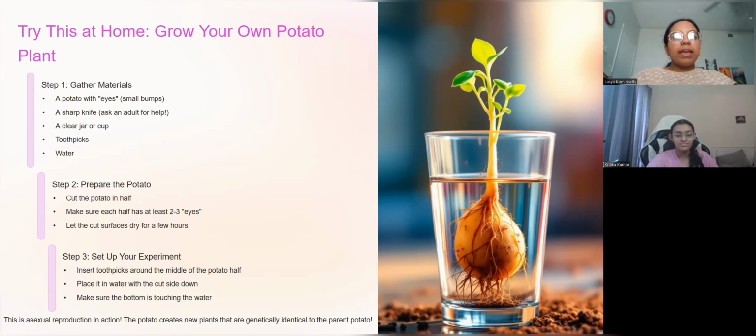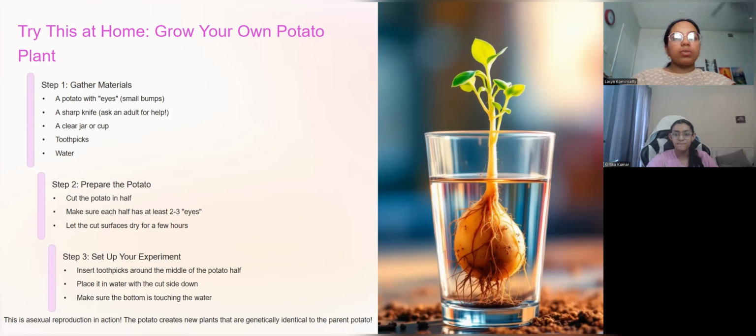This is asexual reproduction in action. The potato itself creates new plants that are genetically identical to the parent potato. So the potato you took in this case comes from a plant itself, right? That's the parent potato or the parent plant of that potato. And when you take the potato, cut it in half, use the methods we showed and explained to you, and put them into water, and you see a shoot or a plant like that in the photo shown here, that's when you know that this is a replica, or a clone, of the parent potato plant. And that's why it's called asexual reproduction.